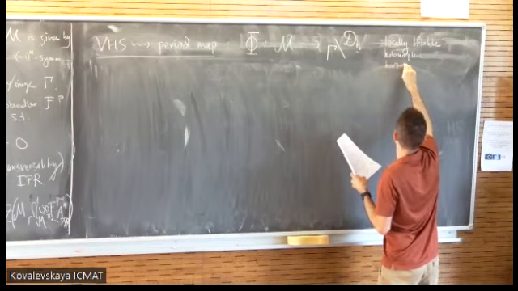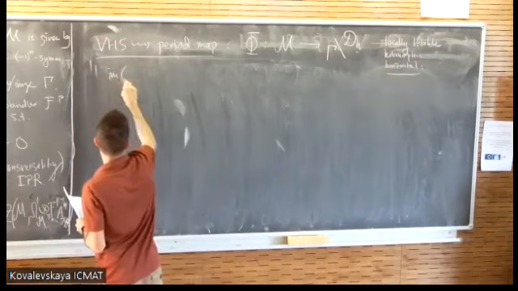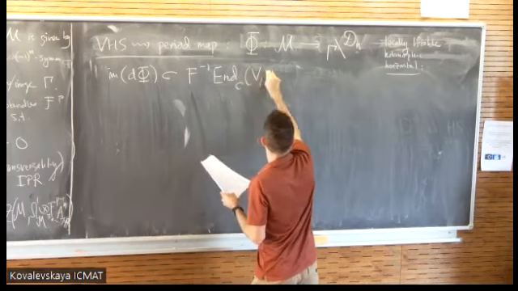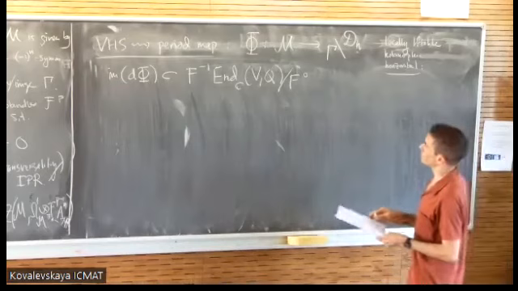So horizontal means that the image of the differential of the period map is contained in F negative one, F mod, inside.